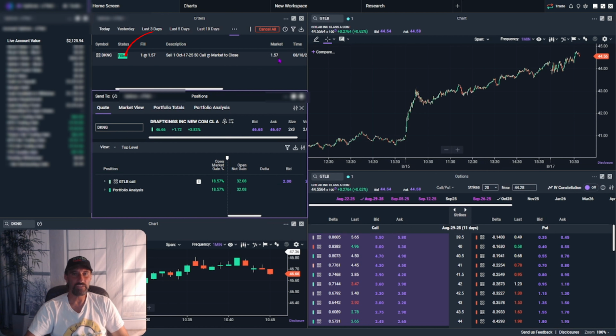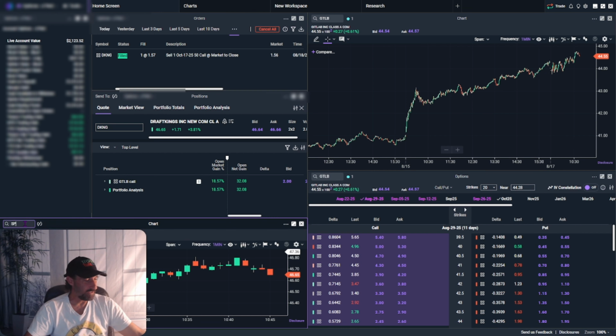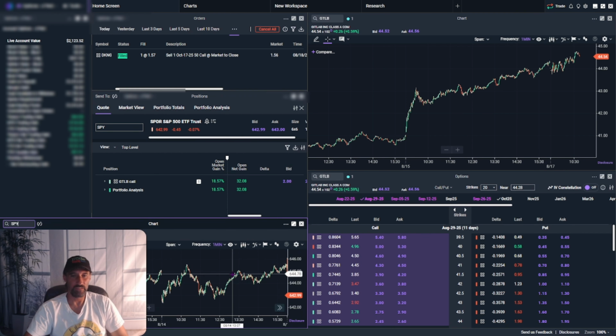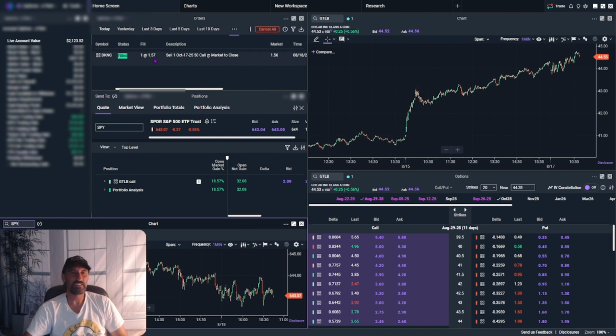So we got filled at 157. We entered at 117. I don't know what the percentage is on that one, but not bad. And now the only trade we have open in the small account is GTLB. And that's currently up 18%. So we're going to move this over to SPY so I can keep an eye on the general market. So 117 to 157, that's a $40 gain on a 117.